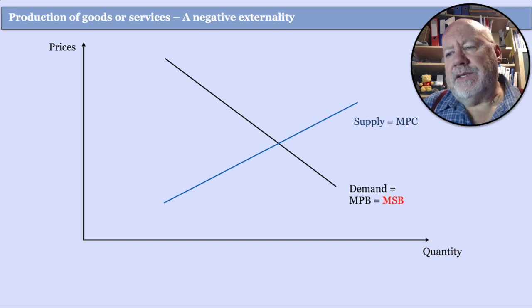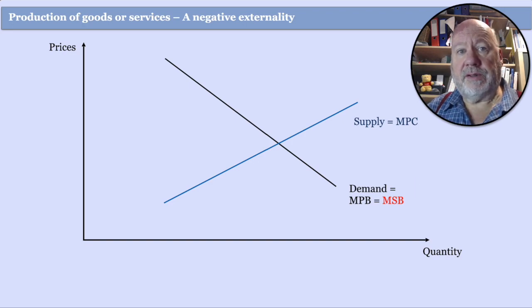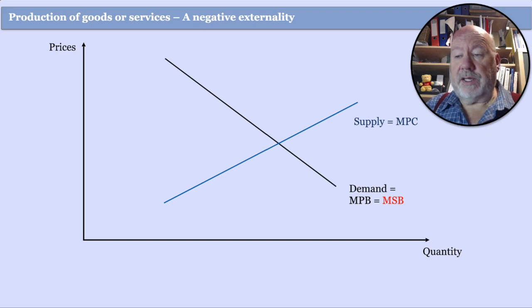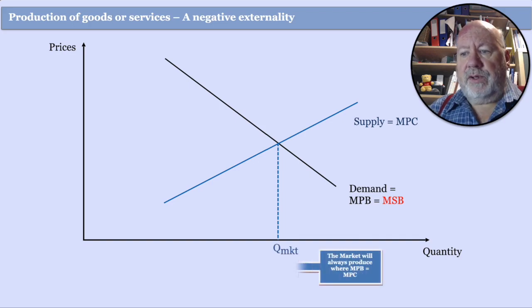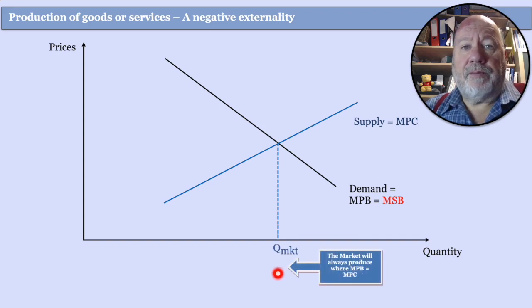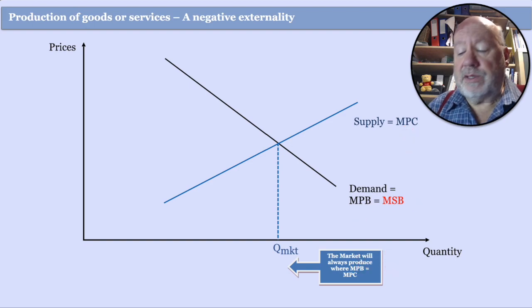You've got to say that on the demand side, the private and the social benefits are the same. In other words, there's no external benefit or cost on the demand side of the market, on the consumption side. It's all happening on the production side. So this would give you your market outcome here, where the private costs and the private benefits are equal. So the market always produces where the privates are equal.